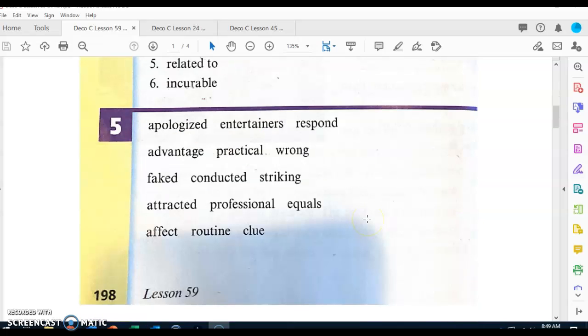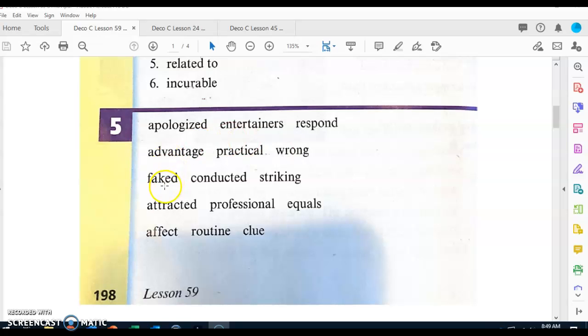Let's go ahead and continue with part 5, boys and girls. Everybody should be following along. First word. What word? Apologized. Next word. What word? Entertainers. Next word. What word? Respond. Next word. What word? Advantage. Next word. What word? Practical.